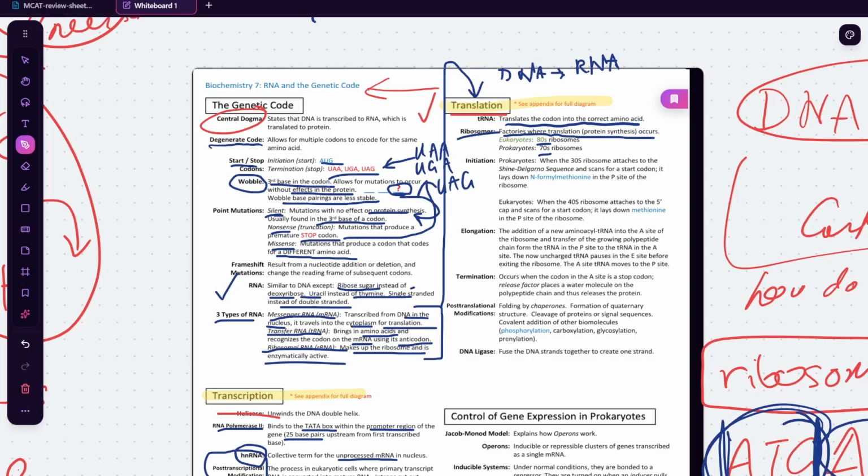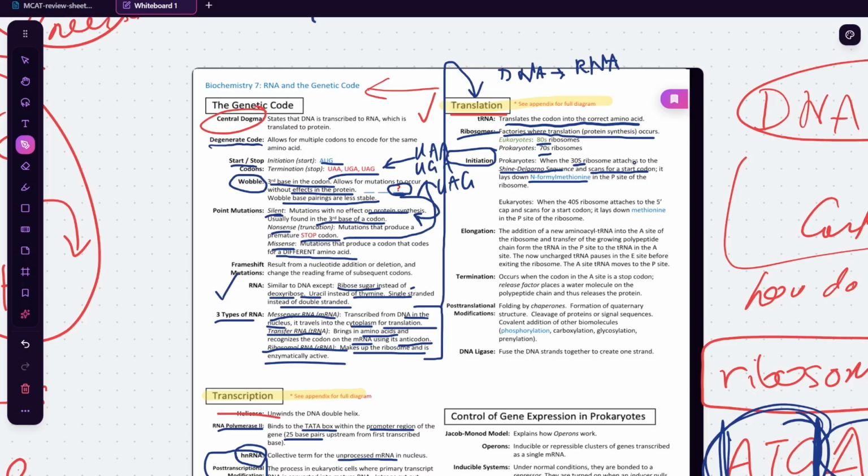So in prokaryotes, it's going to be hard without a picture. Or no, we'll just follow this. So the first stage is initiation. Initiation is basically where you're starting the machine. In prokaryotes, the small ribosomal subunit, which is 30S here, attaches to the mRNA looking for the Shine-Dalgarno sequence, the specific sequence, and scans for the start codon. And then it lays down this N-formylmethionine.